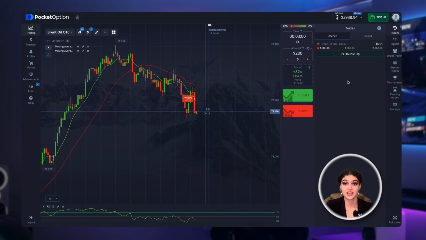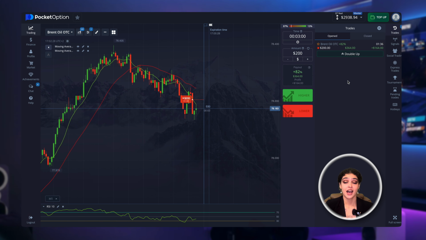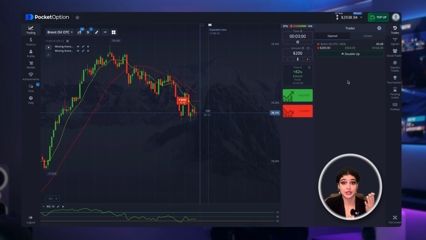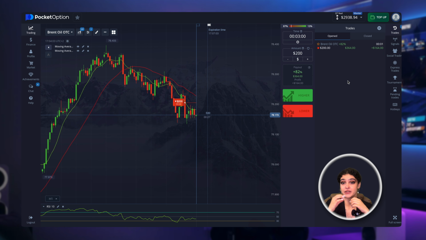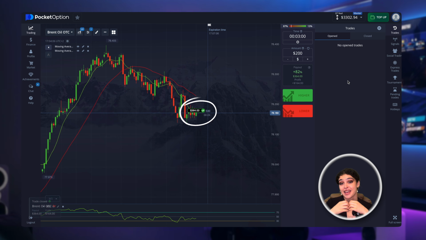A simple working strategy that you can use on a daily basis. Also, you can modify it as you like. For example, change the candles or the time of expiration. You are free to create and have fun here.